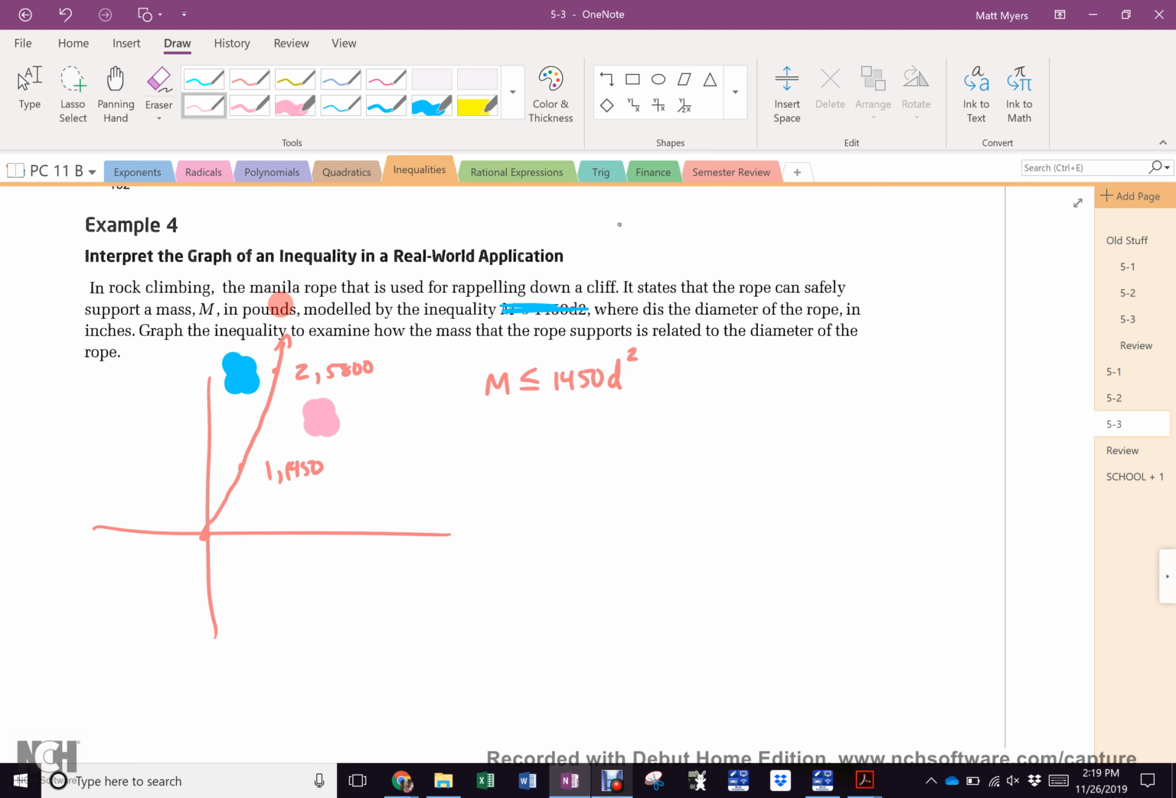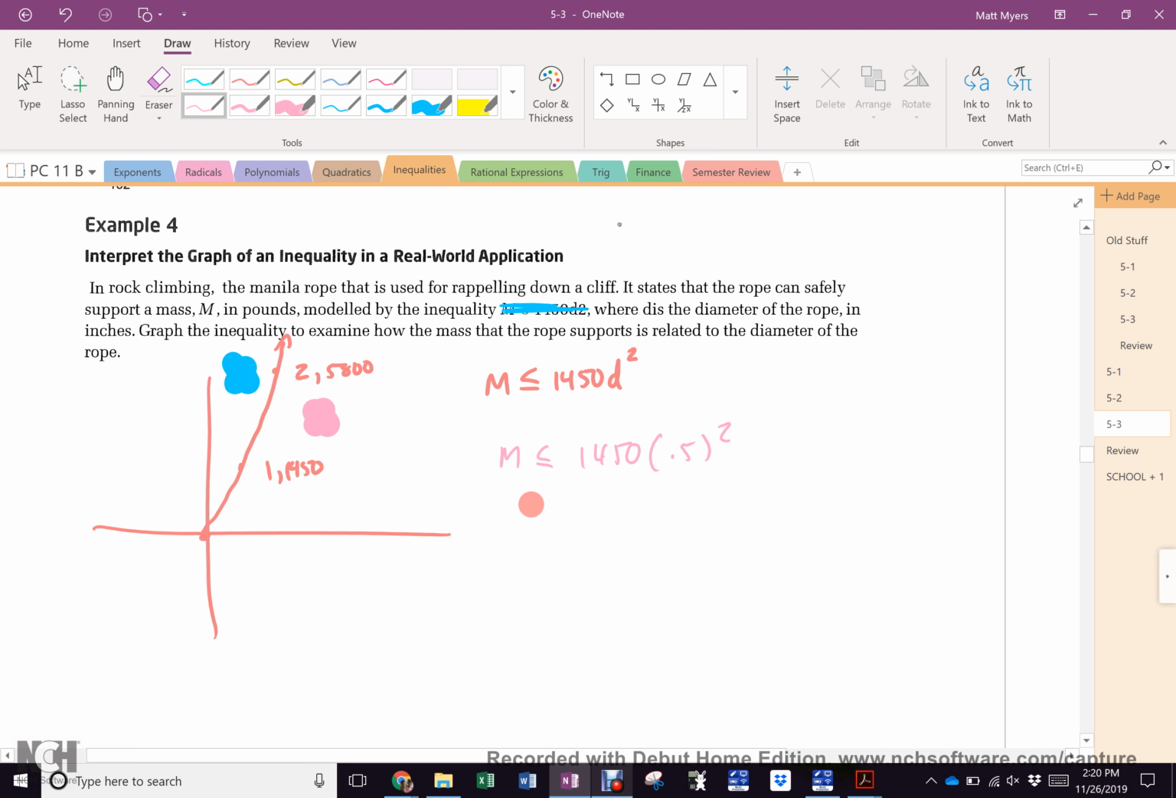So what do I do with those diameters? You've already done it once. What do I do? You plug it in, right? But you can't plug in your mass. You got to plug in the diameter, right? So, I got a 1/2 inch rope. What do I do? Right?